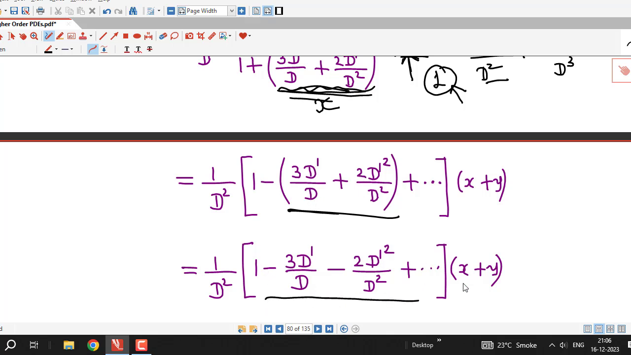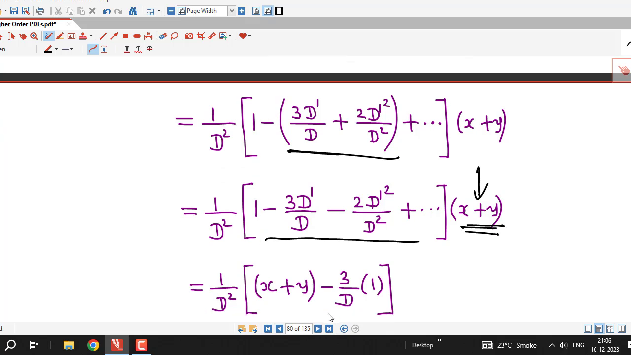Now operate term by term on x plus y. 1 into x plus y, that is x plus y, minus 3 over D dash of x plus y, that is, the partial derivative of x plus y with respect to y is 1. So I have written here minus 3 by D dash of this is 1. And here you can see in the next step I have 2 by D square D dash square of x plus y. So D dash of x plus y is 1 and I have to operate D dash 2 times.